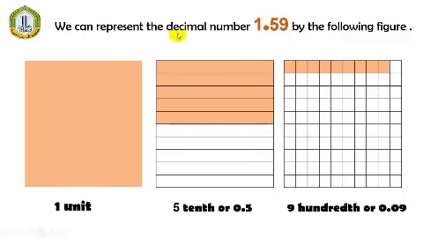We can represent the decimal number 1.59 by the following figure. In this number, we have one whole unit, represented in this square. And we have 5 in the tenths digit, so its place value is 5/10 or 0.5. The 9 is found in the hundredths digit, so it's represented as 9/100 or 0.09.